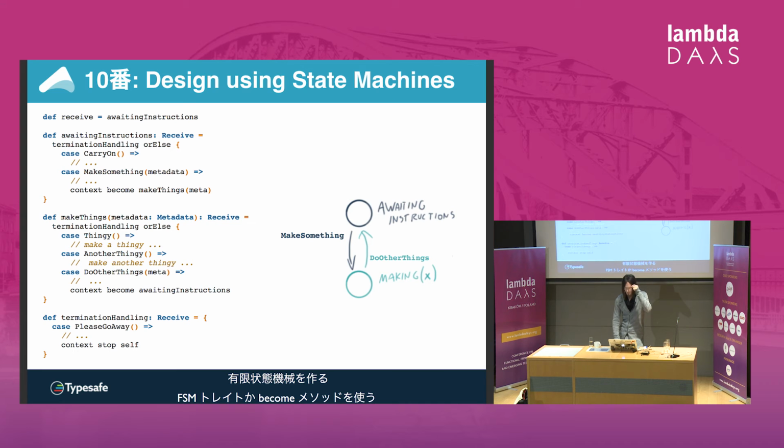So when you think about it and try to model it more explicitly, for example, the receive first is awaiting for instructions. Okay, so what is awaiting for instructions? It's termination handling or 1 or 2 cases doing something, right? And then once you get some kind of message, you transition to another part of the protocol, which is making things. Okay, what is making things?